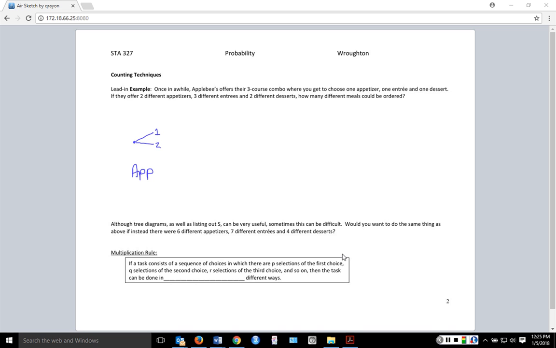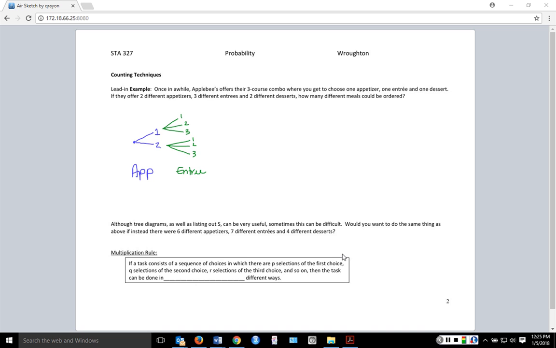Now when I move on to my entree, it doesn't matter what I chose for my appetizer. I can still pick any of those 3 entrees. Right, so I can choose entree number 1, entree number 2, or entree number 3. Same thing if I pick appetizer number 2.